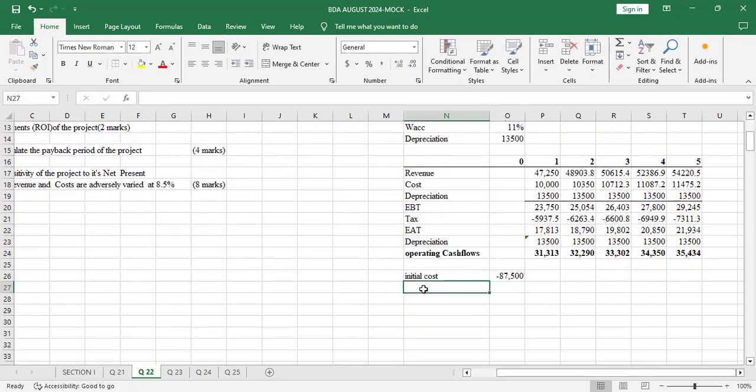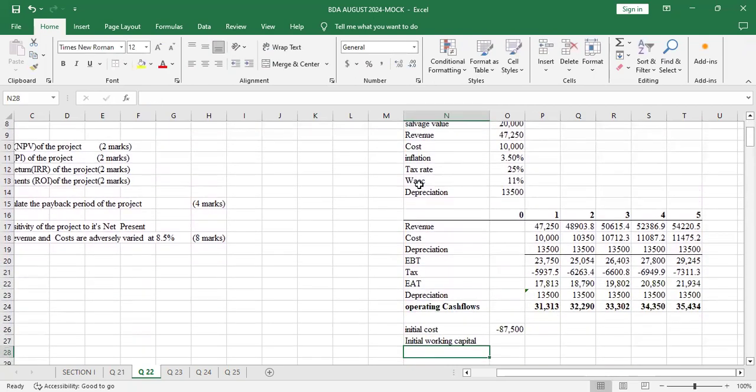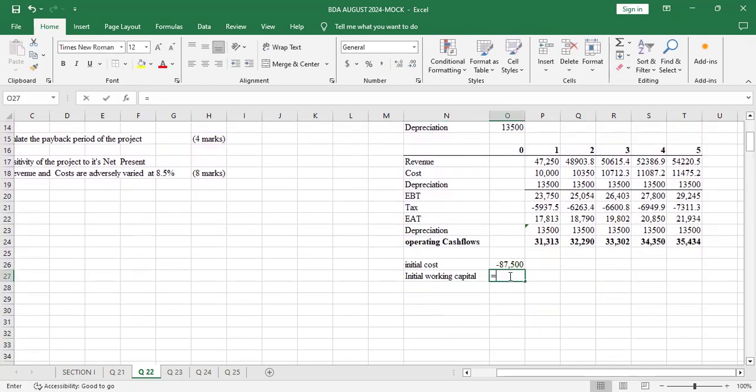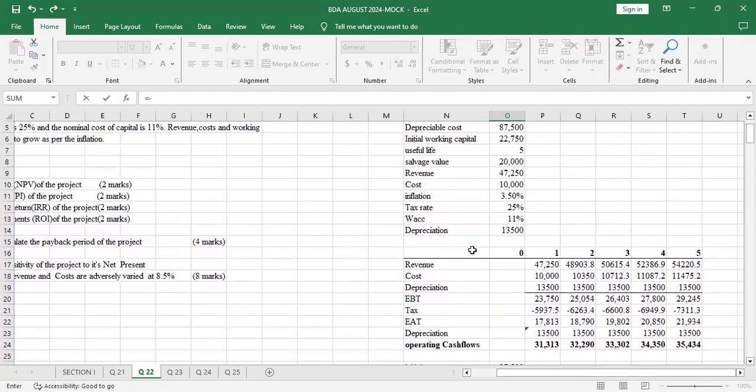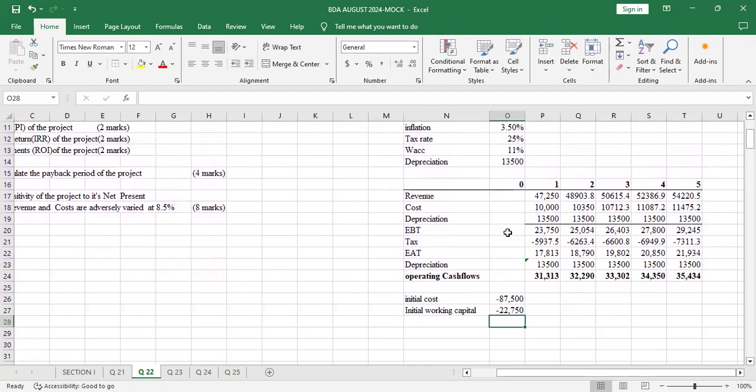Yeah, then the next will be the initial working capital. Initial working capital. That also begins in year zero. So it will also be a negative. Yeah, it's what you pump into the business. It's the initial cash outlay. Yeah, so that will also give us.